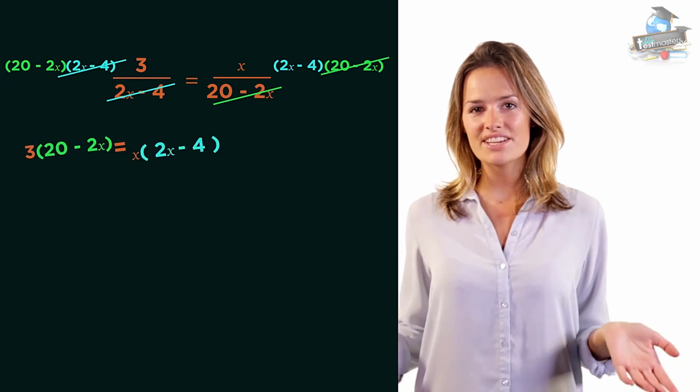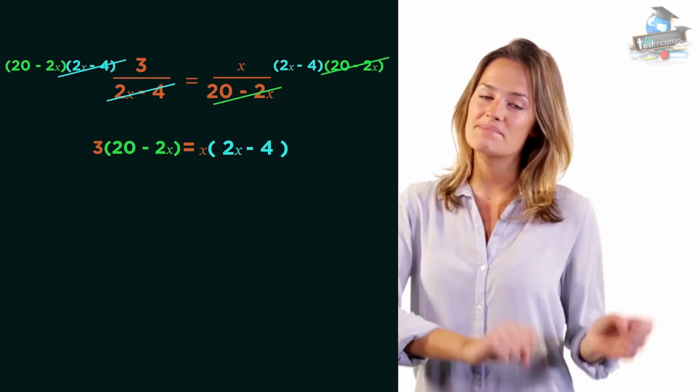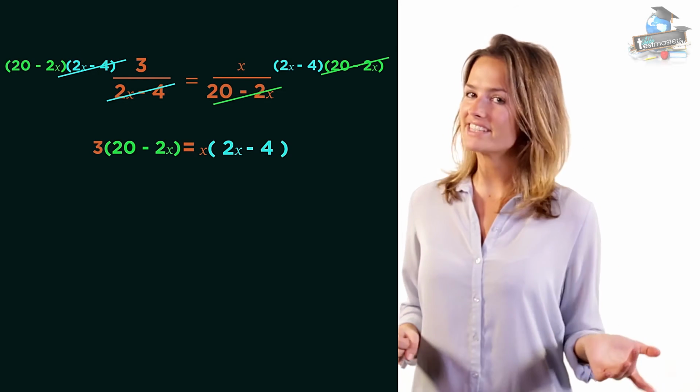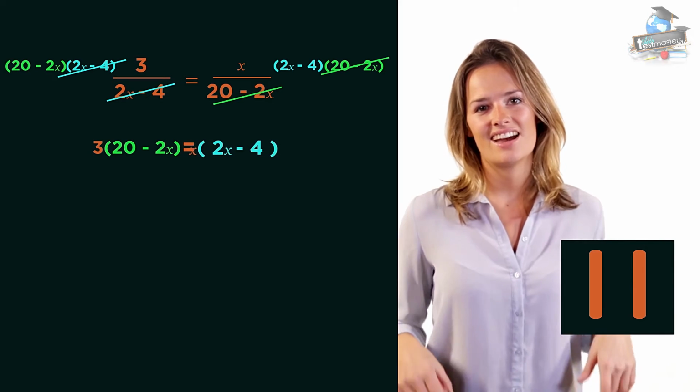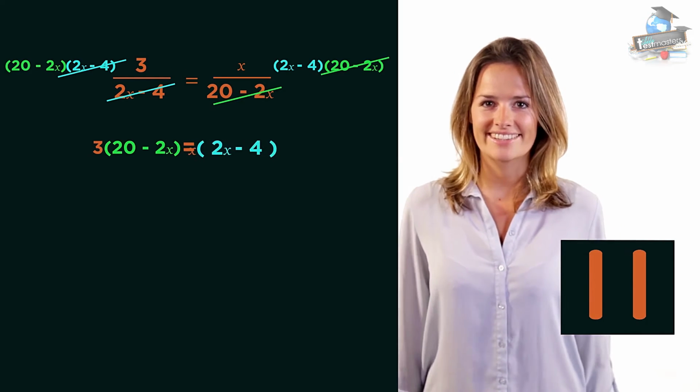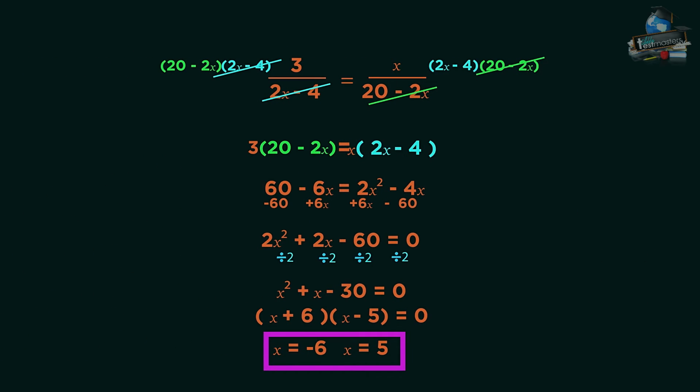You'll have to collect everything together onto one side to make a quadratic, which you can then factorise and solve. Pause the video, work out the answer and click play when you're ready to check. Did you get x equals negative 6 and x equals 5?